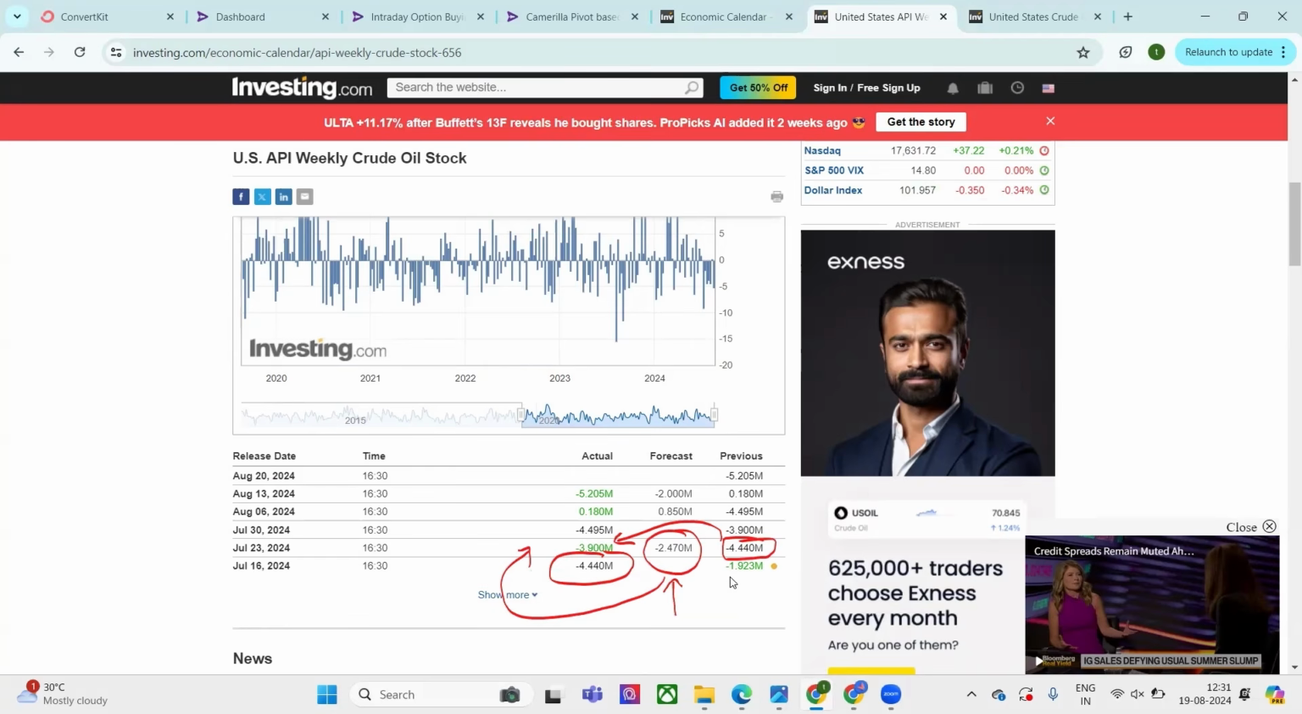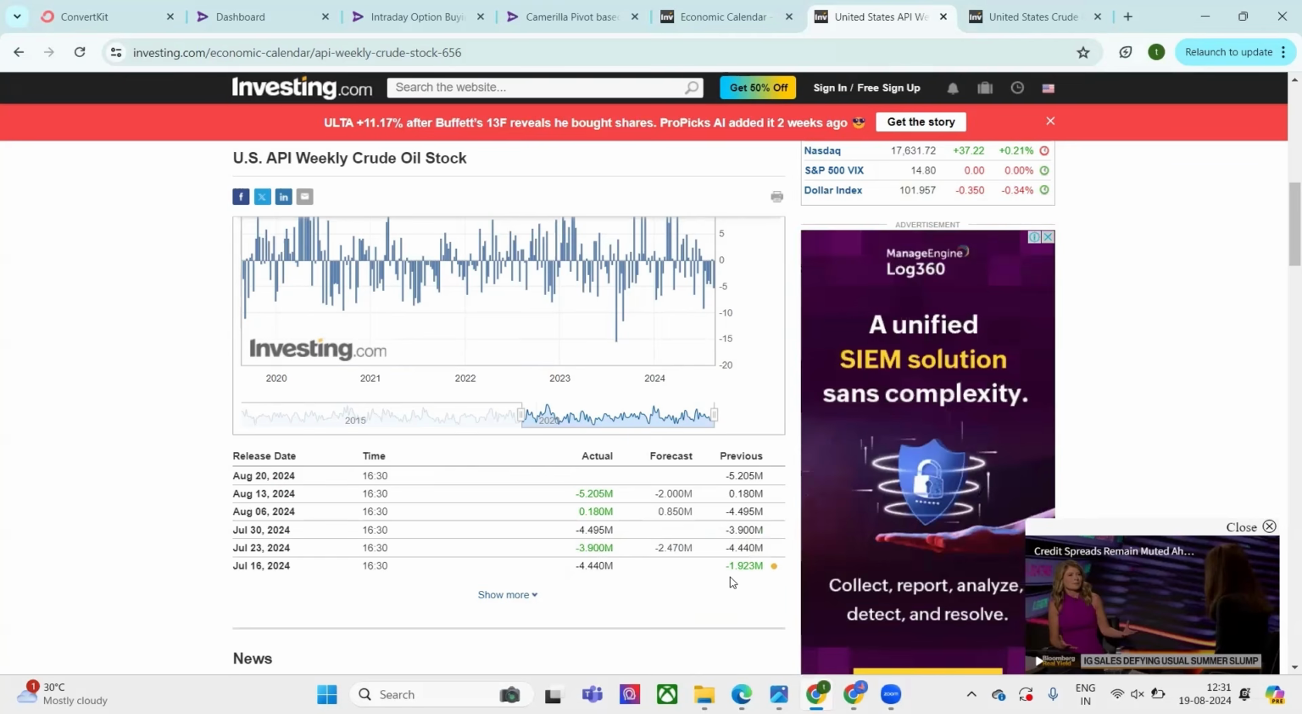Minus 2.47 is the forecast, and what is actual? Minus 3.9. That means it is less, a lower number. Minus 3.9 is lower compared to minus 2.47. So less inventory means demand is high, price is high. That is why this is given in green color. I hope this is very clear.